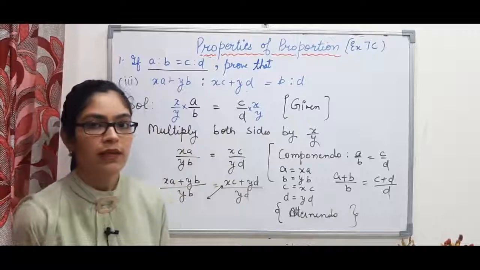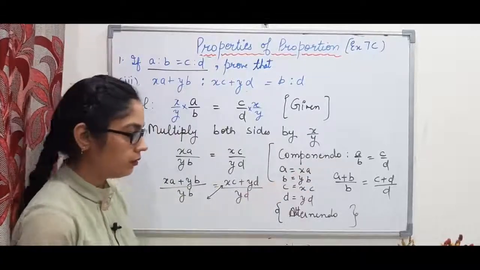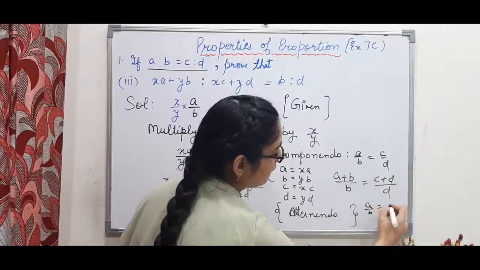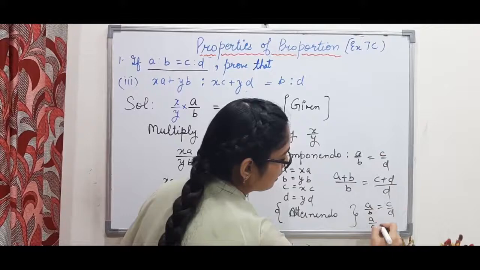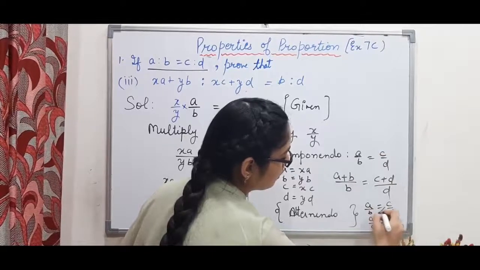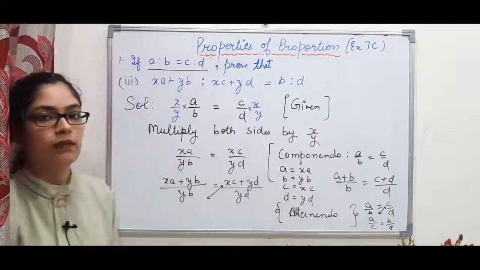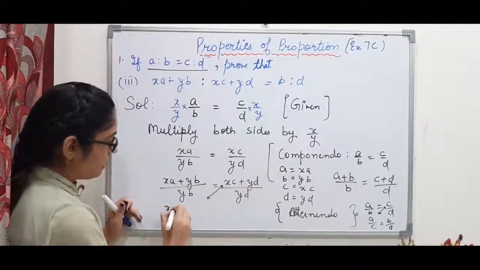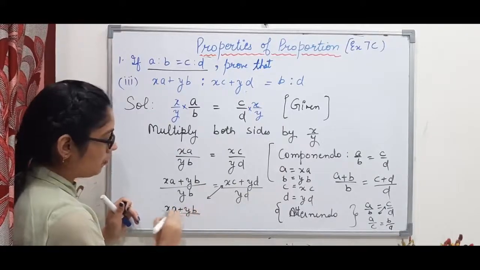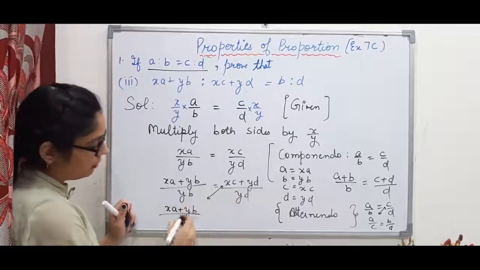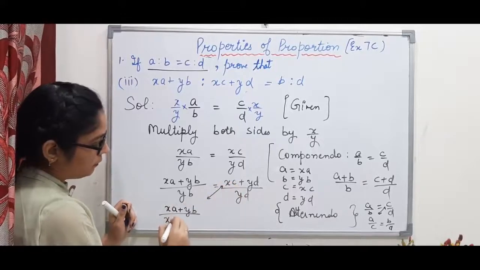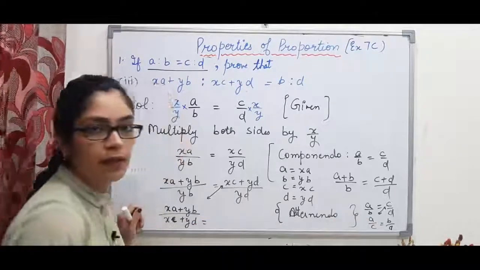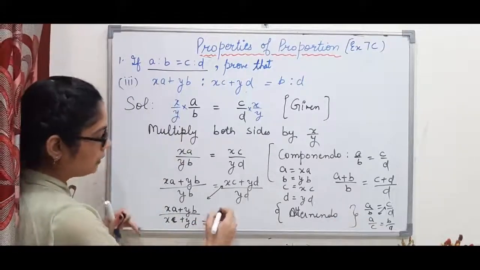So two properties we are applying in this: componendo and alternando. Alternando: if A by B is equal to C by D, then A by C will be equal to B by D. These two terms we can alter, we can interchange their position. So let's do that. XA plus YB, we alternate their positions, this will come here, XC plus YD. So this is what I have done here, and this is the alternando property.